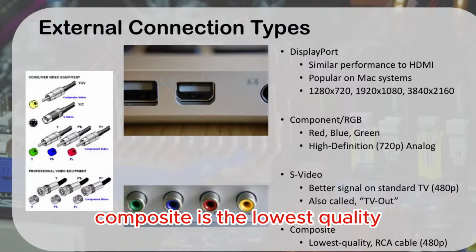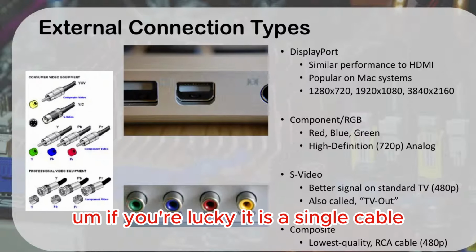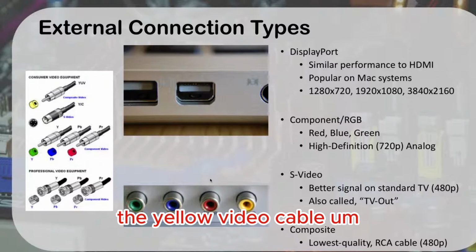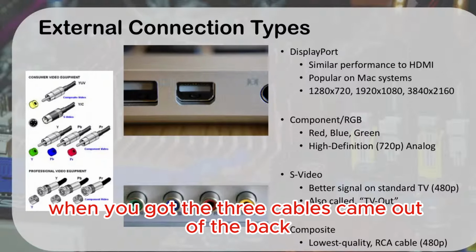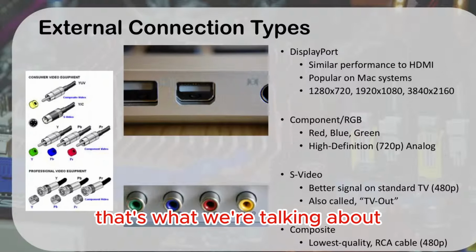Composite is the lowest quality. It is the RCA cable. It's 480p, which is standard definition television. If you're lucky, it is a single cable, usually yellow. As you can see here, the yellow video cable. And if you're familiar with the old Nintendo systems, when three cables came out of the back, you had the white and the red for the sound, left and right audio, and the yellow for the video. That's what we're talking about.